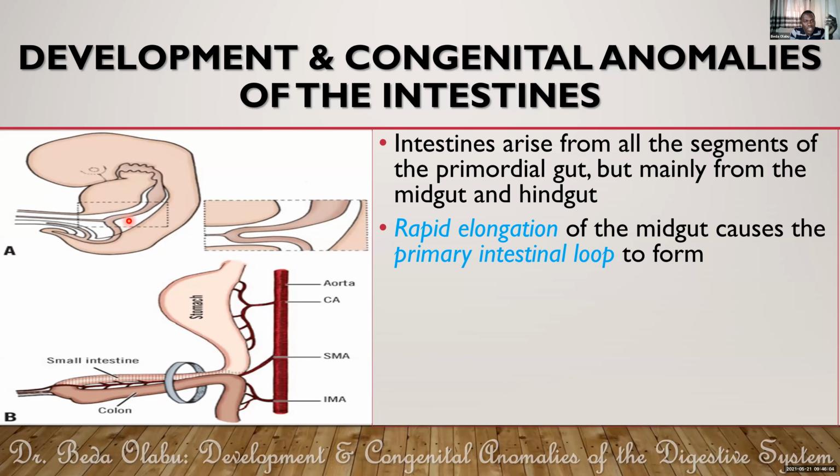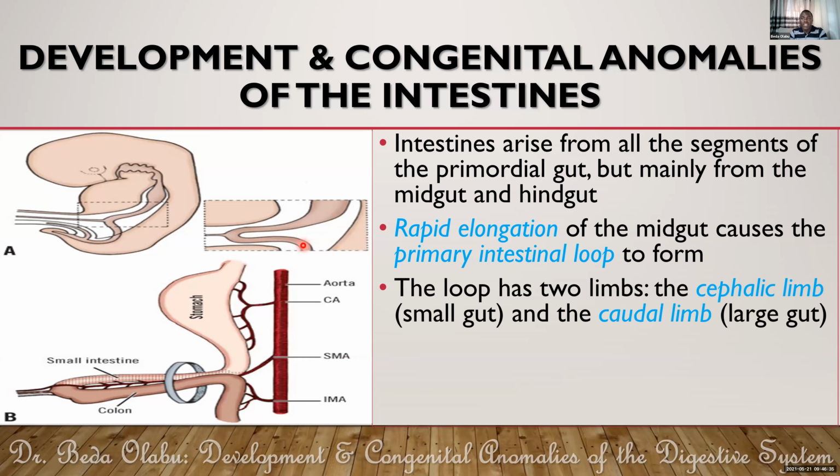Because of this, look at this. This segment is growing faster, so it increases in length. And because it increases in length, it will form a loop. But because the segment is still being held by the Vitalin duct, the loop will be an N like that, or like that one. This is what we call the primary intestinal loop.